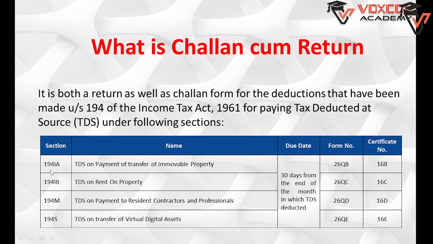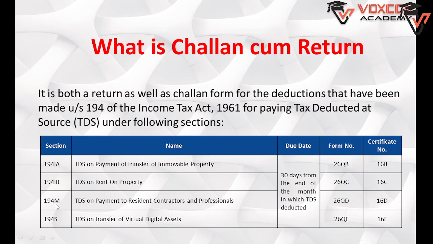The first is 194IA, which is TDS on payment of transfer of immovable property. The form number for this section is 26QB. The certificate number is Form 16B. The next section is 194IB, which is TDS on rent on property. The form number is 26QC and the certificate number is Form 16C.